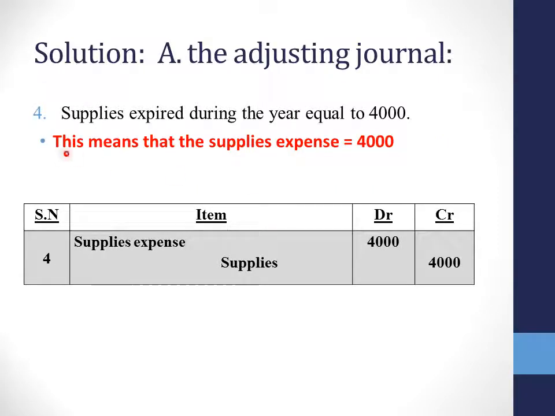Number 4 states that supplies expired during the year equal to 4,000. What does this mean? It means that we have consumed 4,000 from the supplies that were reported in the trial balance. When you go back to the trial balance you're gonna find that supplies equal 5,000.